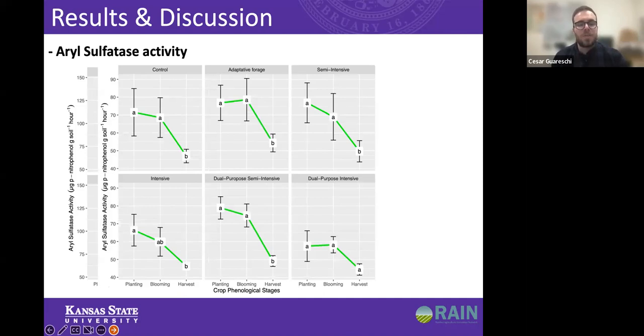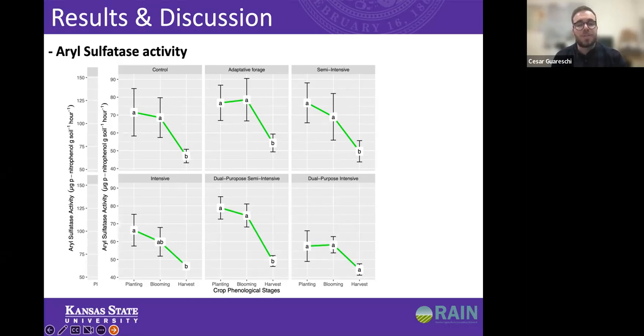In the second one, we can see almost the same behavior, having in some treatments some boost in potential activity at the blooming stage, but really going to lower activities at the harvest stage.